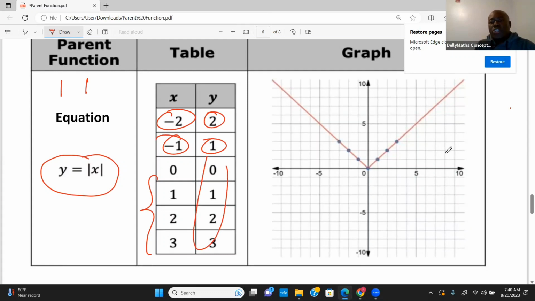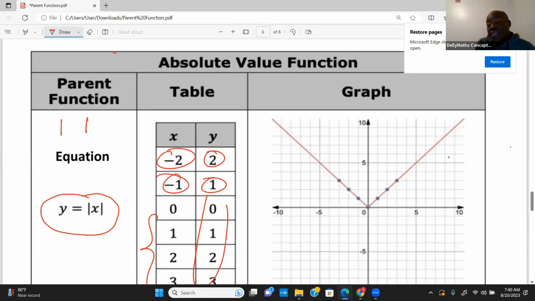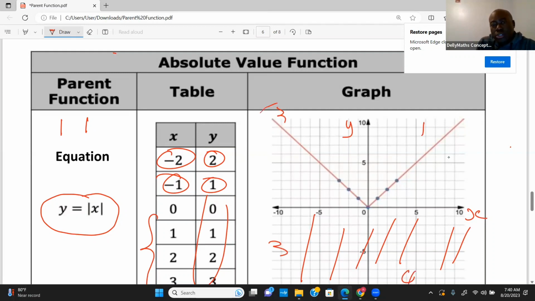And that is why you notice that the parent function for the absolute value is not in the negative aspect of the graph. So it did not go below the x-axis. Now, if you look, it started in quadrant 2 and it ends in quadrant 1. All right? So there's no quadrant 3 and quadrant 4 for the parent function.